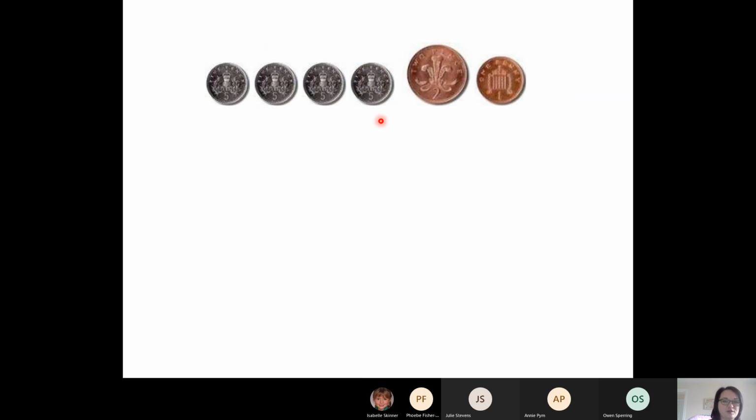Okay, your next question looks like this. Again, you've got no 10p's, but you can still make some. So how many tens can you make from this set here? And when you figure out how many tens you can make, find out how many ones you've got left over.